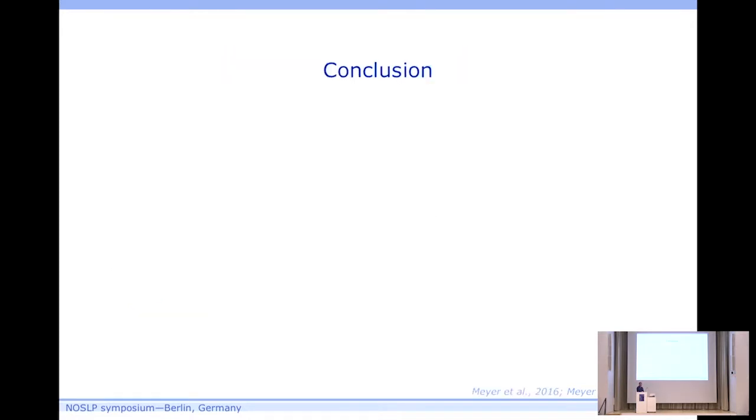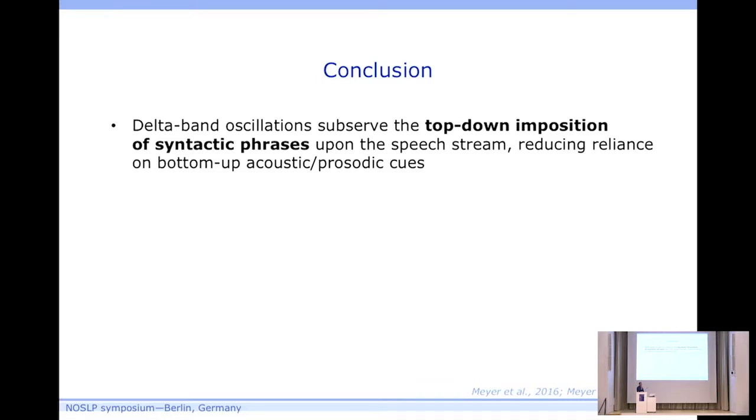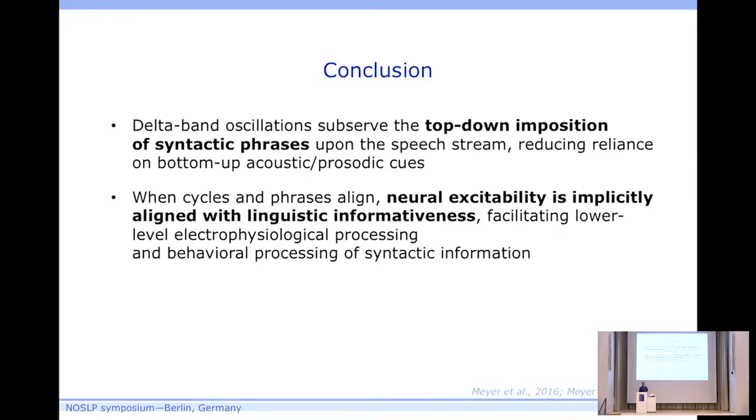Okay, my conclusions. Delta band oscillations appear to subserve the top-down imposition of syntactic phrases upon the speech stream, and this even reduces the reliance on bottom-up acoustic or prosodic cues. When oscillatory cycles and syntactic phrases align, your neural excitability is implicitly aligned with high-level linguistic informativeness, and this in turn facilitates the lower-level electrophysiological processing and behavioral processing of genuine syntactic information.